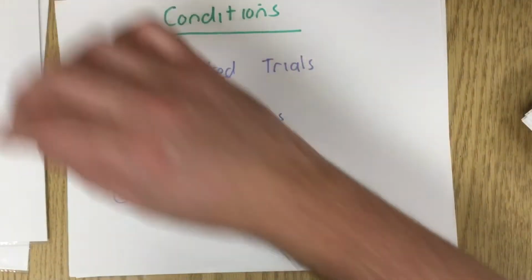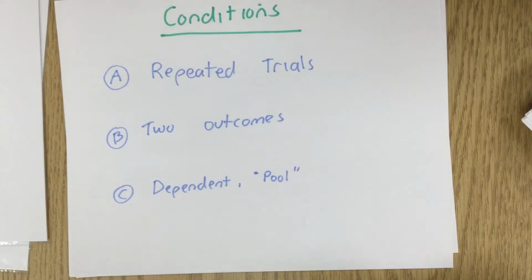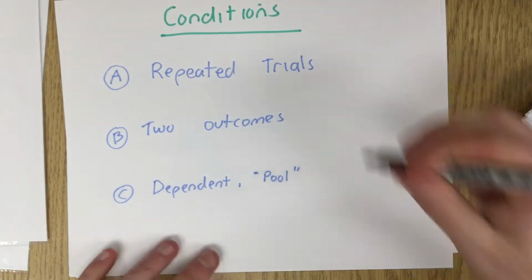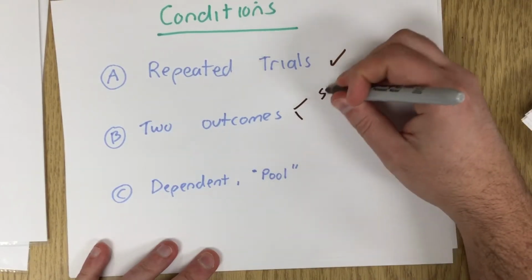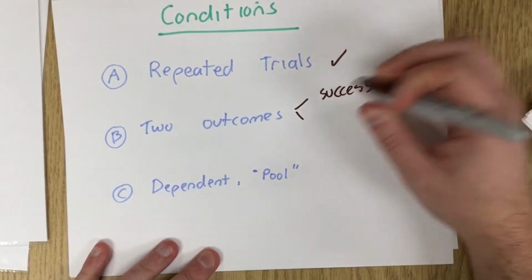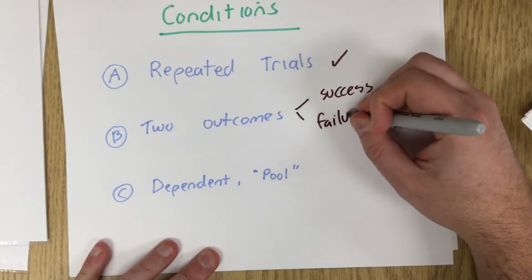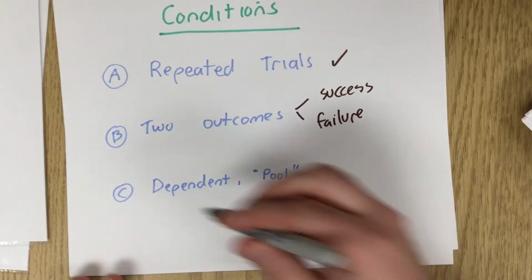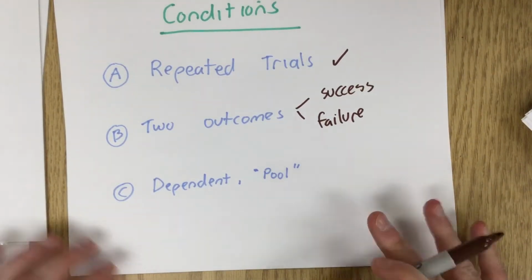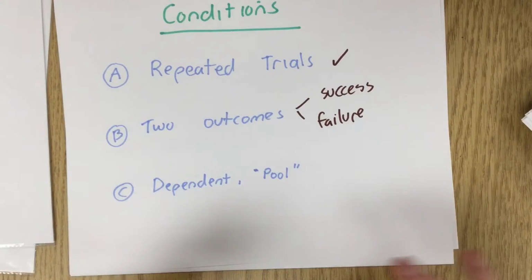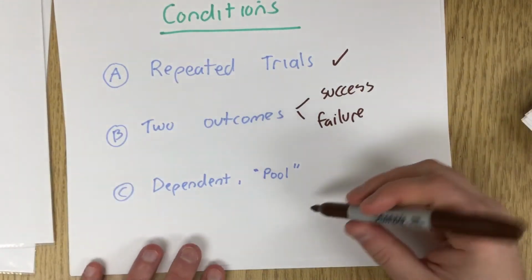So the conditions are actually pretty similar to the binomial. Repeated trials, we already did that. Two outcomes, which once again we're going to describe as success or failure. And the big difference is that instead of the probabilities being independent, the probabilities are going to be dependent. In particular, we're going to have a situation where we have essentially a pool of items.